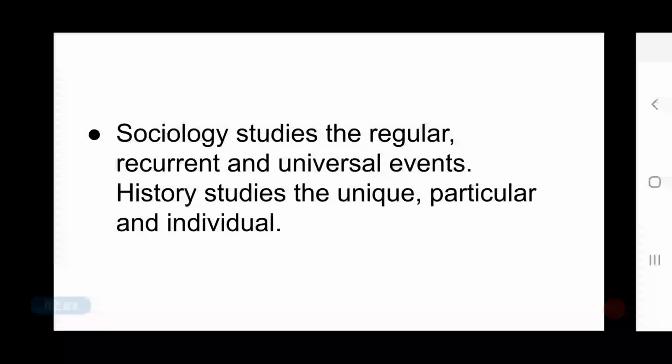So, say for example, history studies every war from its unique point of view. So, it studies in detail every war which has been fought in the history of mankind. Whereas sociology does not individually study all of these wars, but it studies wars in general as a kind of social phenomenon, or maybe as a type of interaction between two groups in the form of conflict.